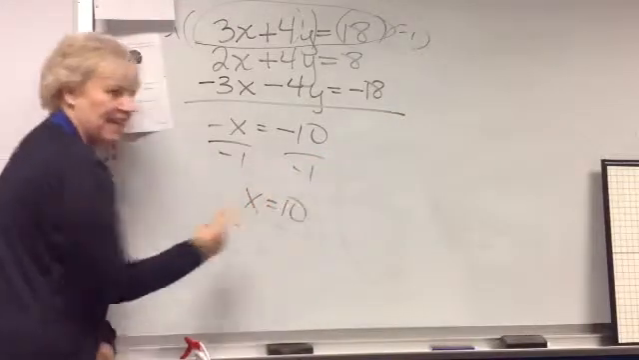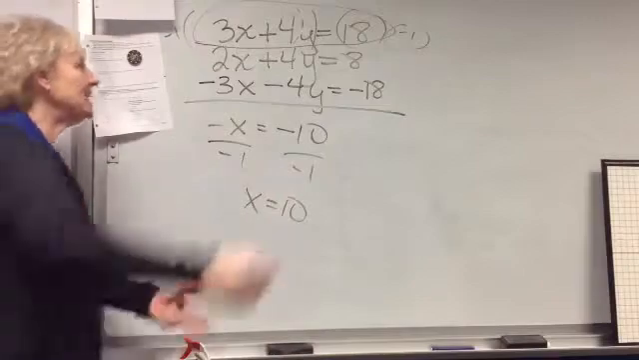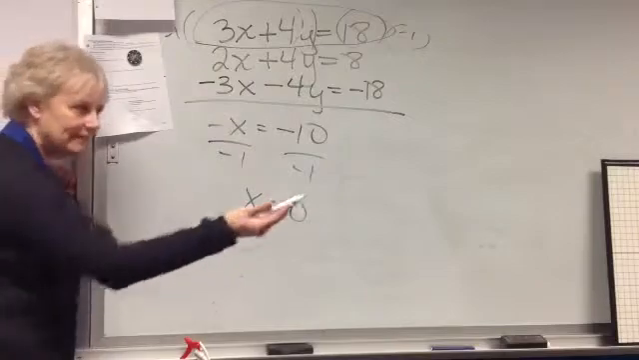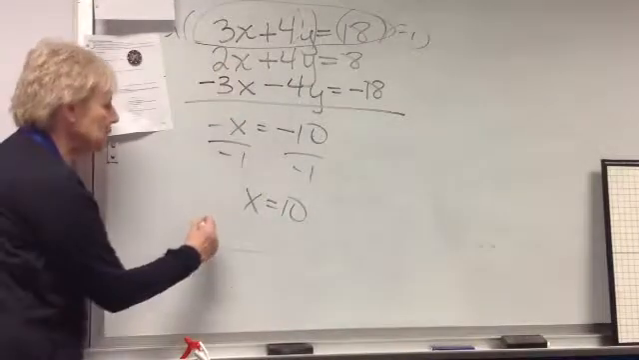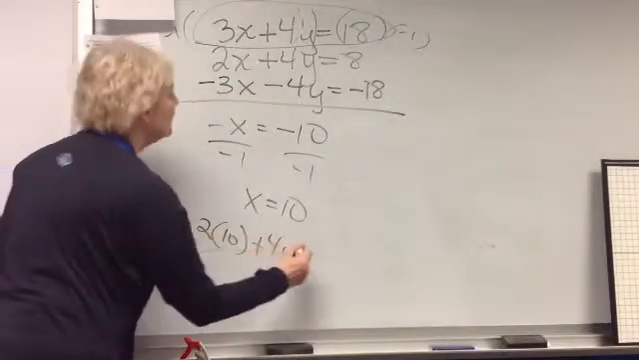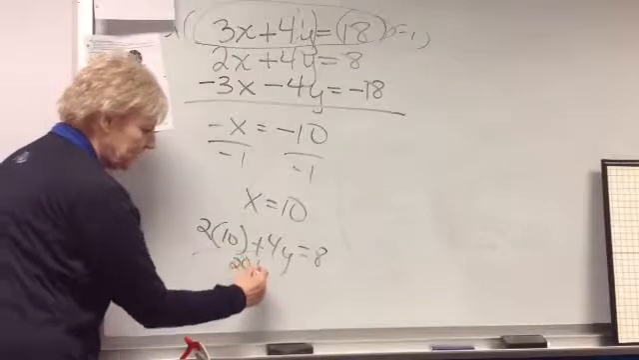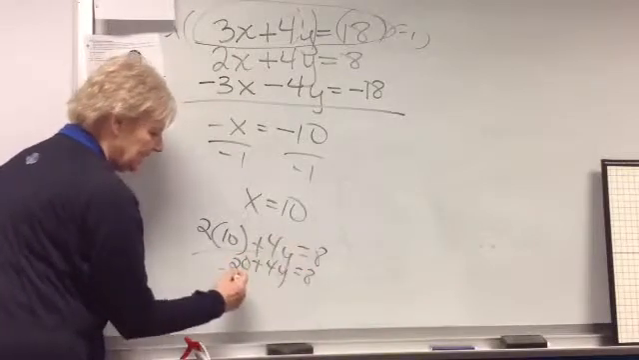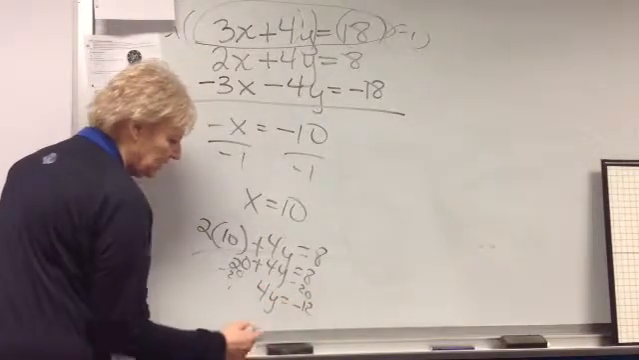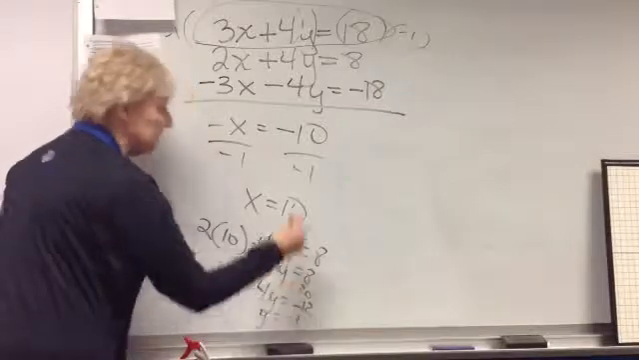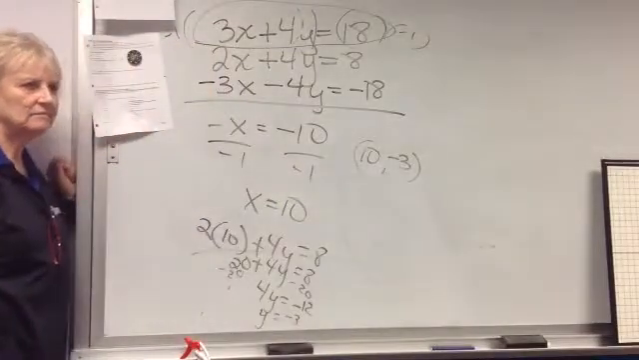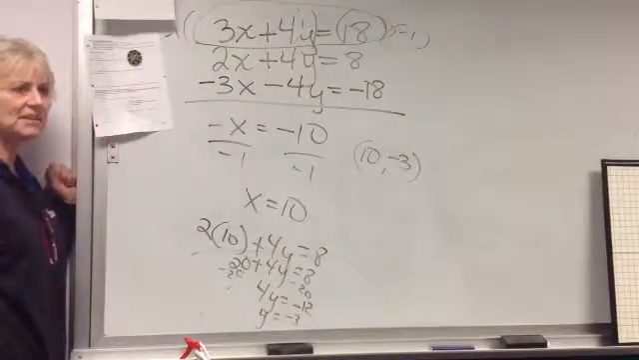Divide both sides by -1. X is 10. Now let's put that 10 back in here or here. Which one do you want me to put it in? Doesn't matter. This one? Okay, that's 2 times 10 plus 4y, equals 8. That's 20 plus 4y is 8. Take 20 away. 4y is -12. Y is -3. Answer, 10, -3. Doesn't matter which one you plug it into, you'll get the same answer.